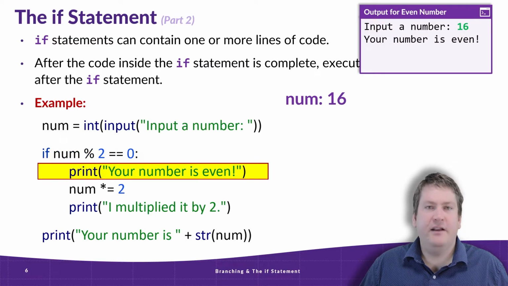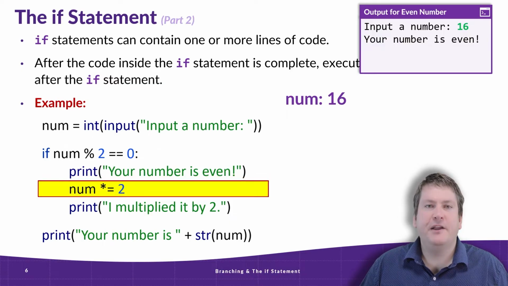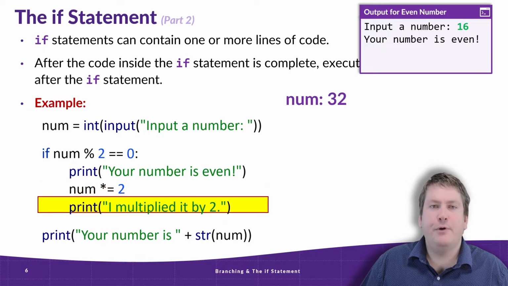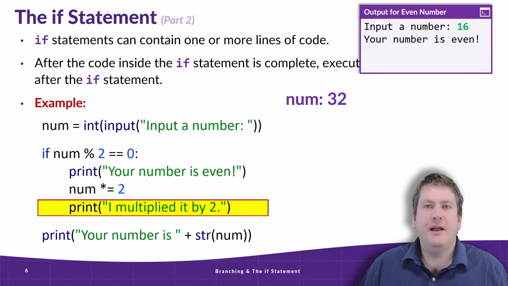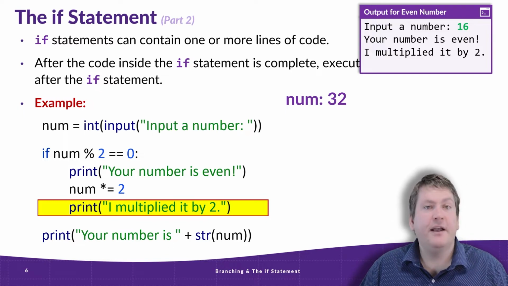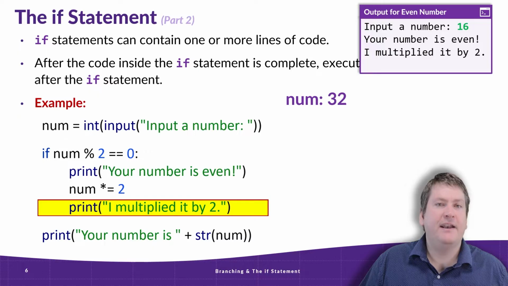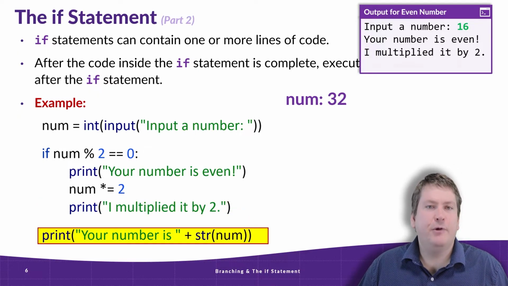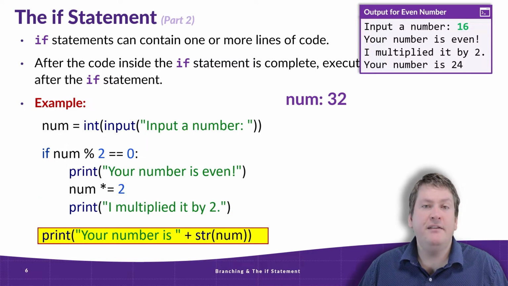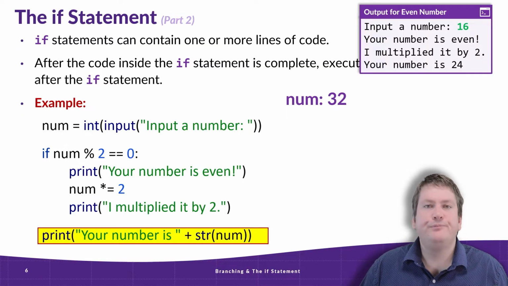So we start at the first line, we print out "your number is even", and we can see that in the output now. Then we're going to multiply the value of num by 2 and store that back in num. So it's now updated to 32. And we're going to print out "I multiplied it by 2", and we can see that updated now. And then finally, when we get to the end of the code block in an if statement, we resume after that if statement. So in this case, we continue on to the line print "your number is", and then we're using the str function to convert that to a string so we can add it to that string. We could also just say "your number is", comma, num, that would work too.